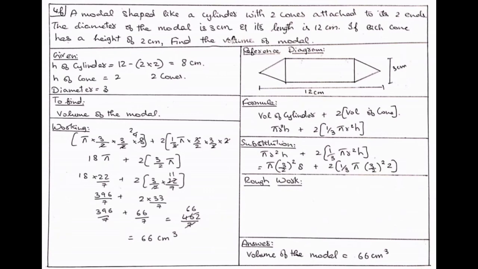And we get 18 into 22 by 7 plus 2 into 3 by 2 into 22 by 7. And we get 396 plus 2 into 66 divided by 7. And we get 462 divided by 7. And we cancel it, we get 66 centimeter cube, which is the answer. The volume of the model is 66 centimeter cube.